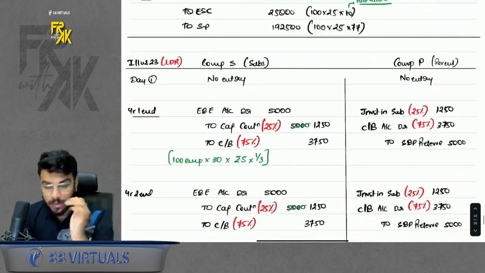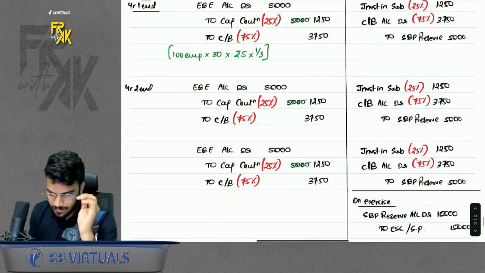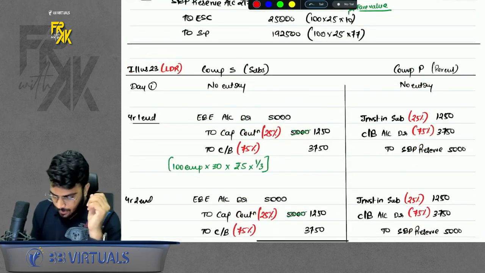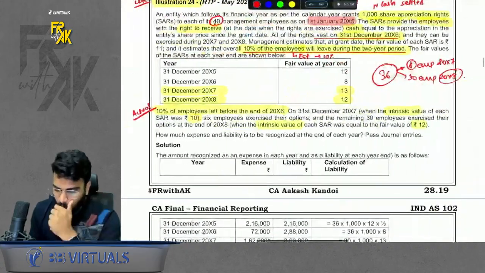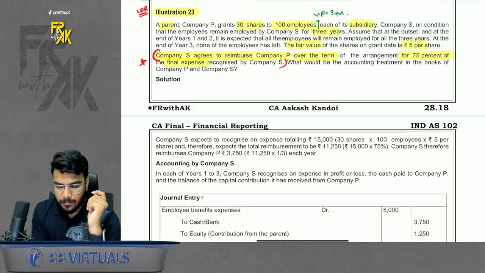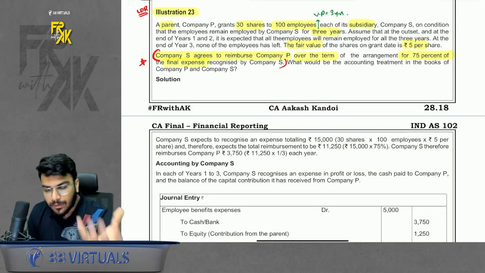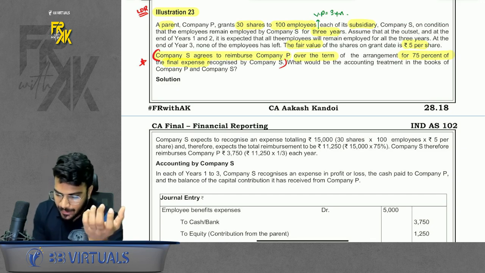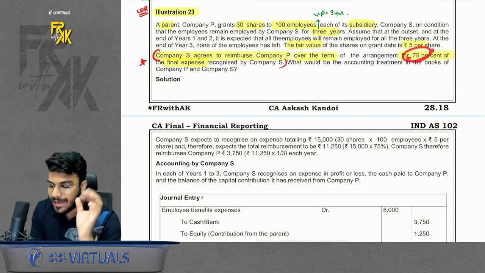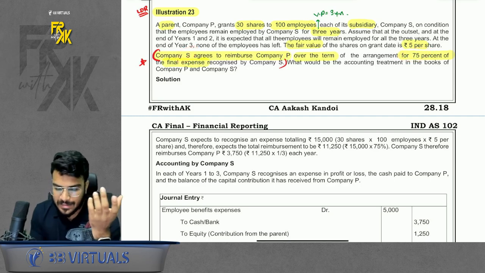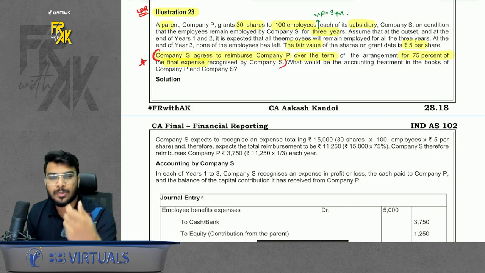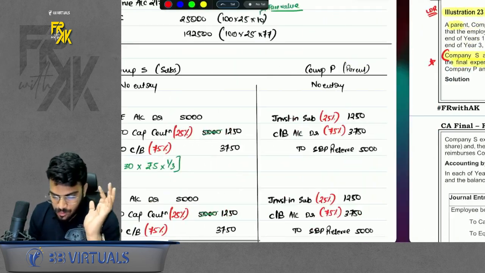Okay, but the important part here is one question I will discuss, illustration number 23. I will show the illustration also if you want. What was happening is, here the subsidiary is saying that I don't want the full help. Whatever help he will receive from the parent, he is ready to reimburse 75%. So let's say he is receiving a help of 5,000. So he will reimburse up to 75% of the help. So how will you account for such a question?